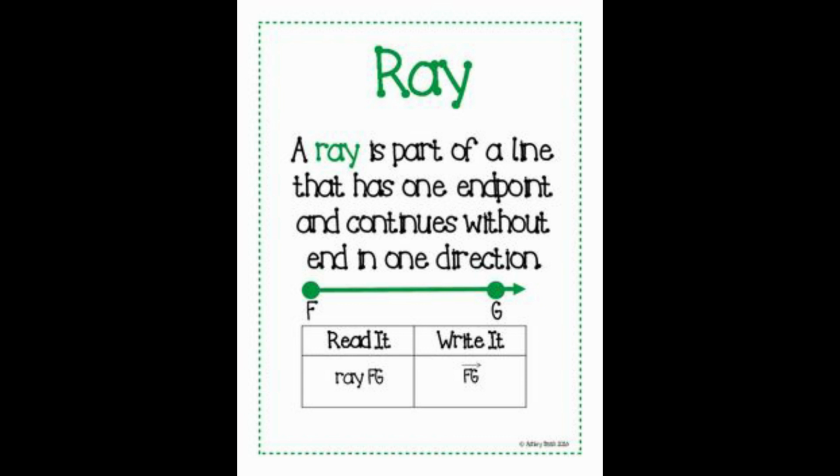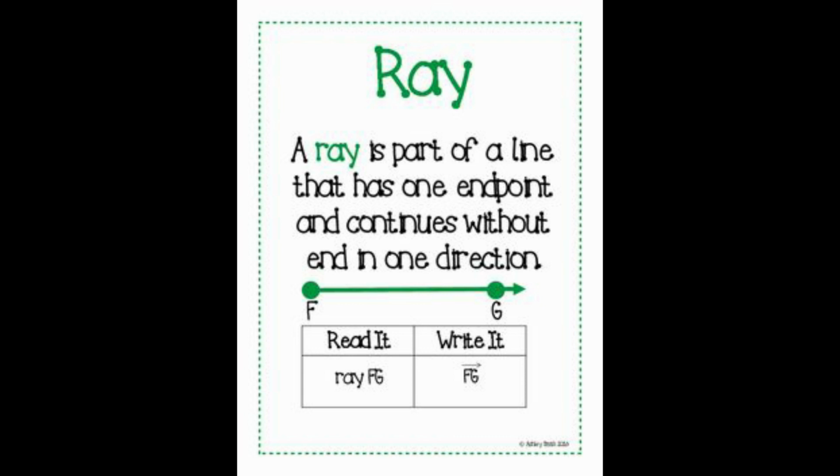Now, hopefully you've come across this on IXL already, because then you'll be super prepared for this lesson. If not, here's what a ray is. A ray is a part of a line that has one end point and continues without end in one direction. So below we can see an example of a ray, FG. Well, the end point is F, because the ray seems to start there, and then it continues on through G.